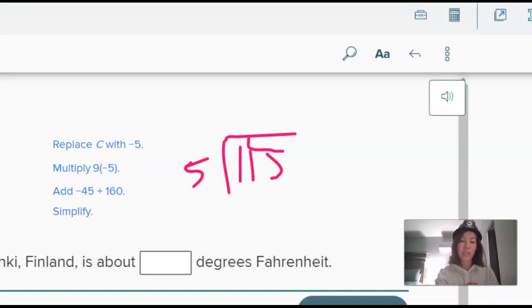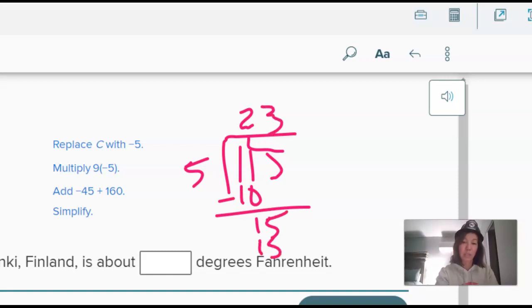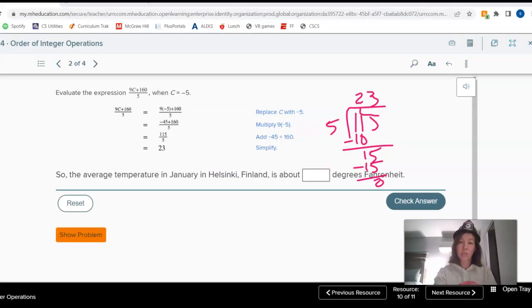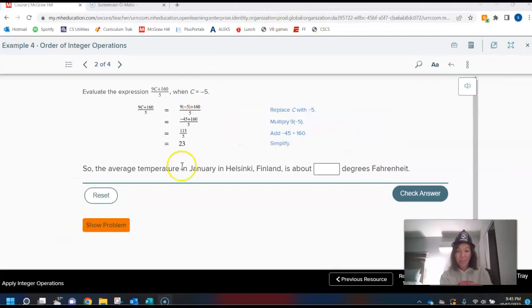Okay, so 5 goes into 11 twice. And then subtract. 5 goes into 15 3 times here. No remainder. So 23 is what you get if you divide that out. So some of these problems you might have to do a little bit of long division. I mean, a single digit there is not too bad. So the average temperature is -5 degrees Celsius or 23 degrees Fahrenheit.